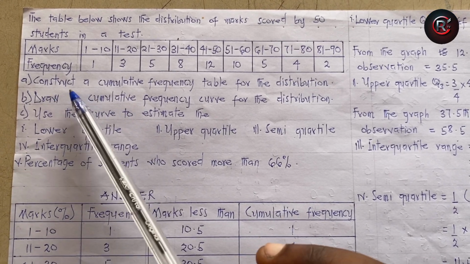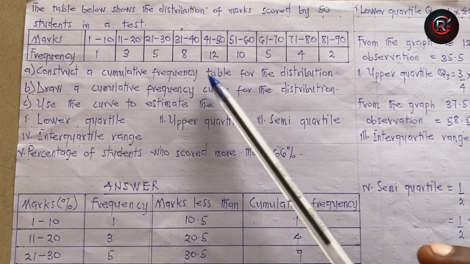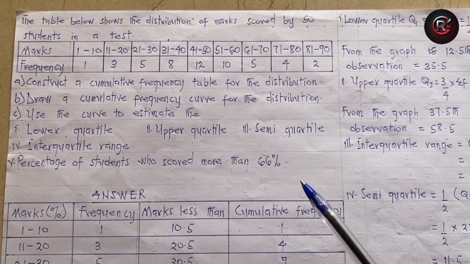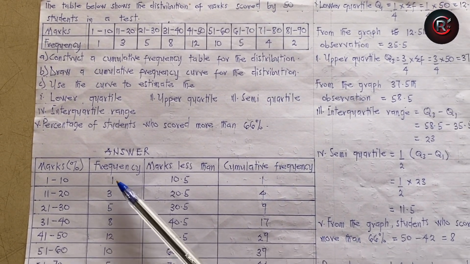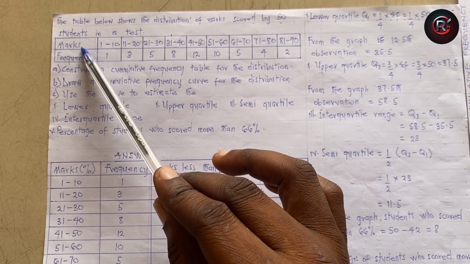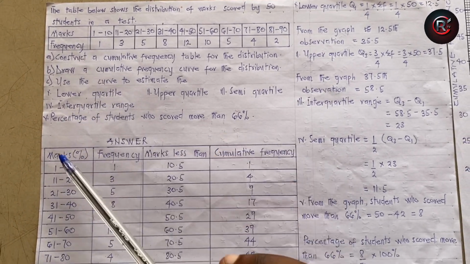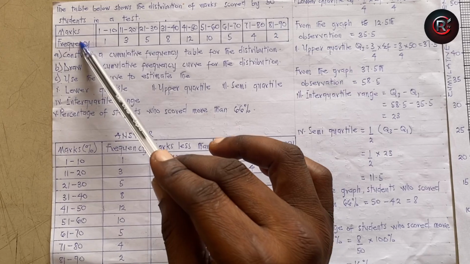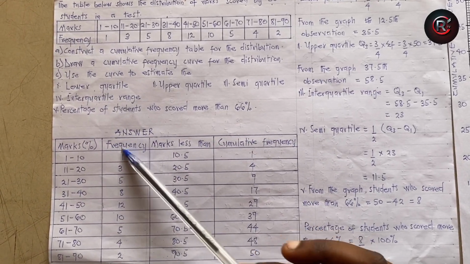So let's see. A, construct a cumulative frequency table for the distribution. Let's see how we can construct a table. So this is what we have here. First of all, we bring our marks. We create a column for the marks. That is what we see here. Then we create a column for frequency, and we can put it here.